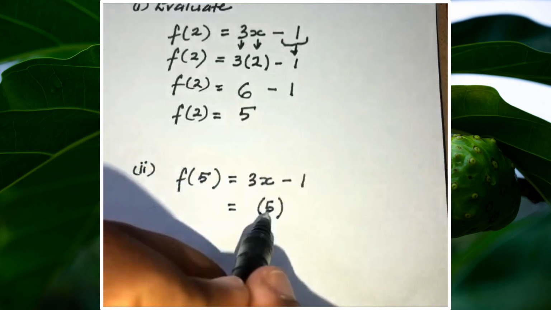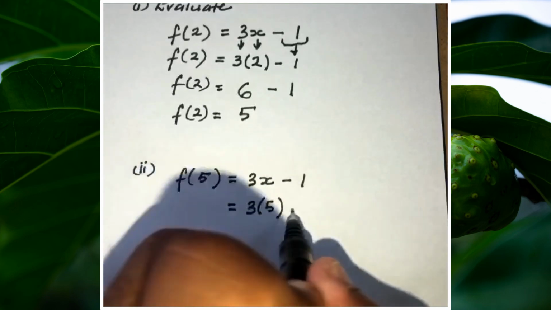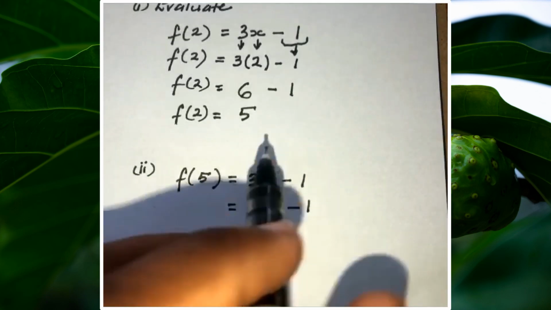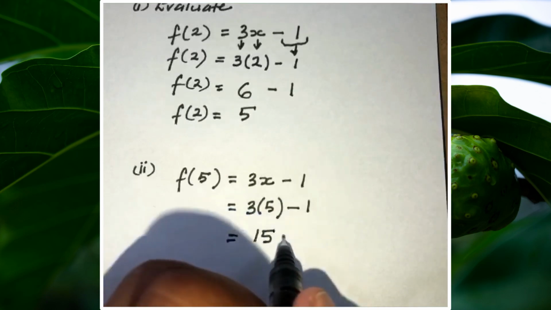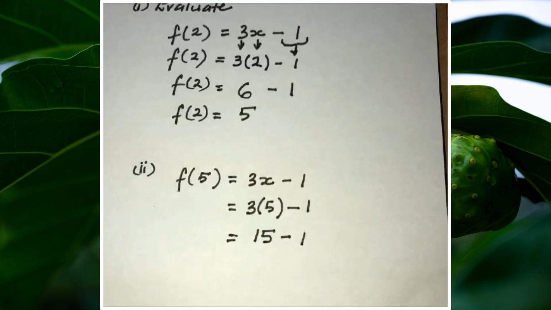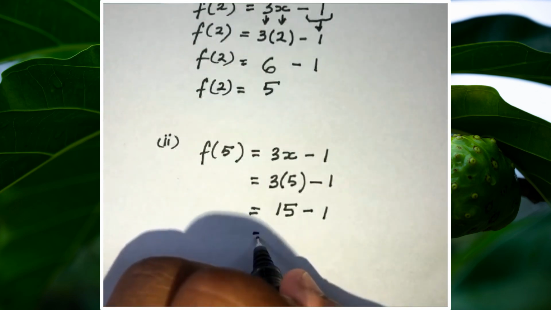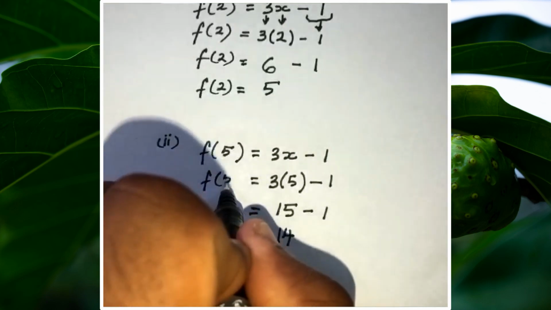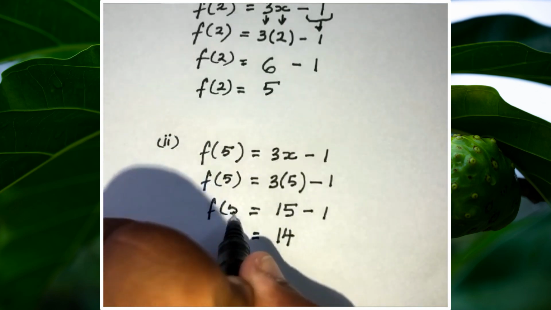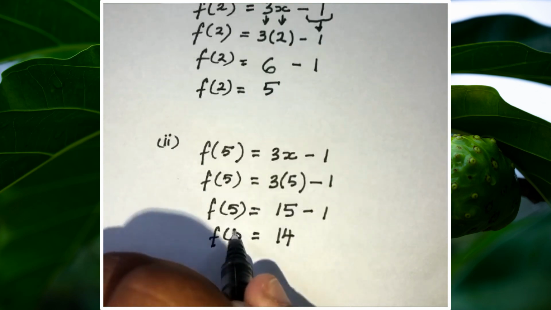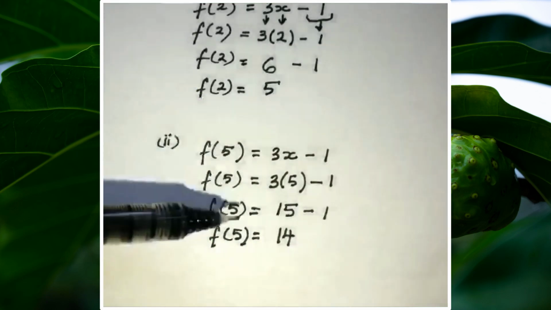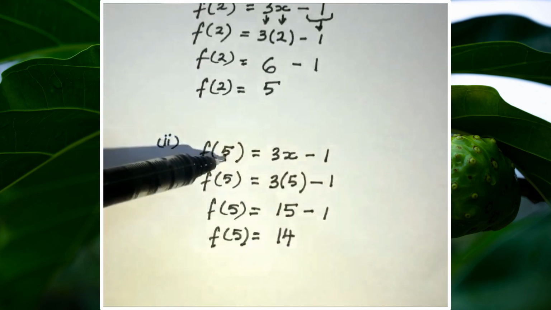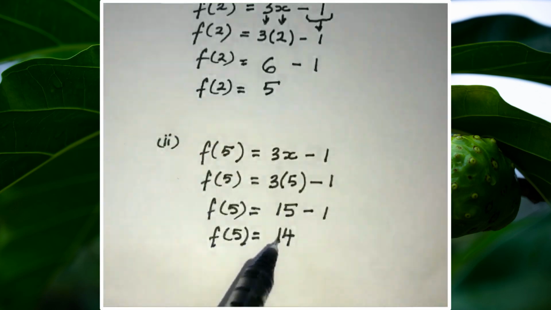So x is now 5. And then we'll have 3. And then we'll have the minus 1. So 3 by 5, that will give us 15. And we're subtracting 1 from that. When we have 15 take away 1, we're going to get 14. So f of 5 is going to be equal to 14. So this means if I have the function f, which is 3x minus 1, and I put in 5, I'm going to get out 14.